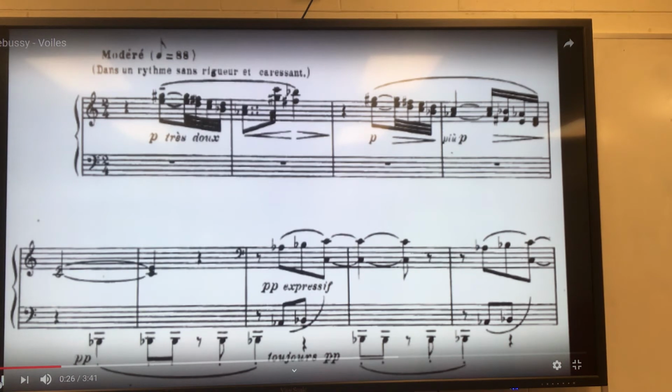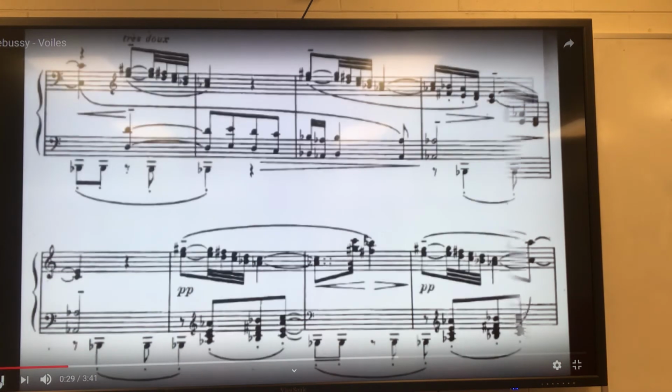It would be next to impossible to dance to this piece because you don't feel the beat.